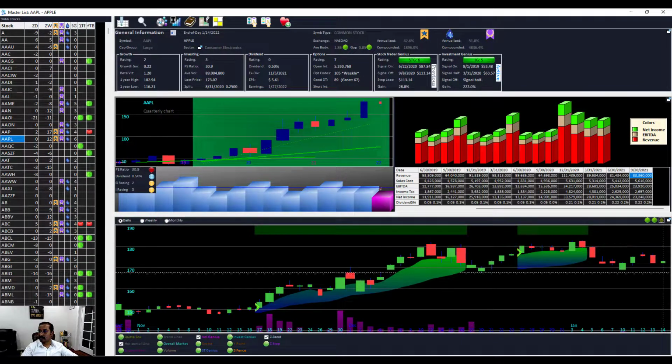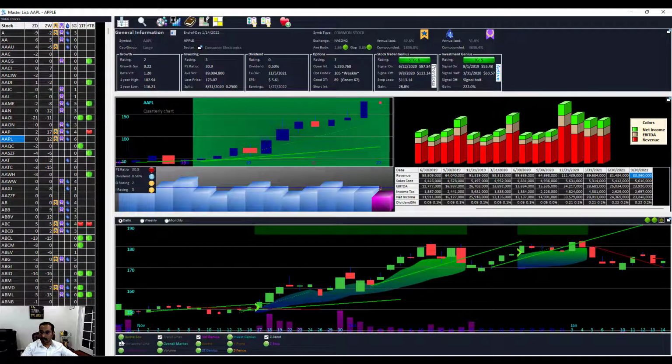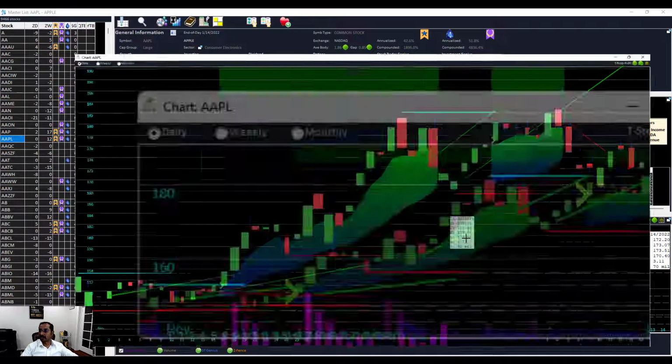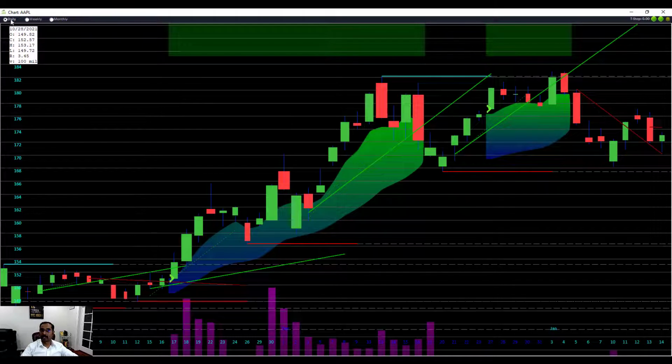This one is our graph. Let me maximize this. Let me put trend line, quote, support and resistance. So if I maximize this chart, you can see how my daily performance happened.